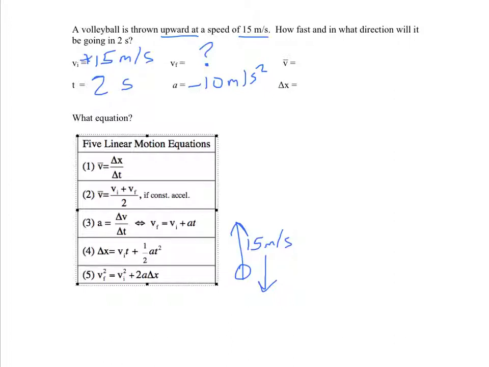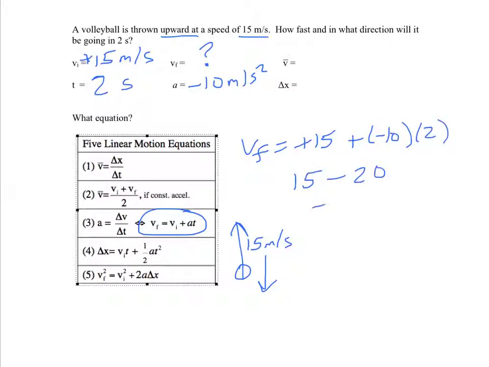So what equation are we using here? Well, again, I'll skip through. It's going to end up being equation 3 because we're looking for vf and we have everything else in there. So vf is unknown. vi is positive 15. I don't have to write the plus, I'm just trying to make it obvious. Plus negative 10 times 2. So basically 15 minus 20, or negative 5 meters per second is what vf is.